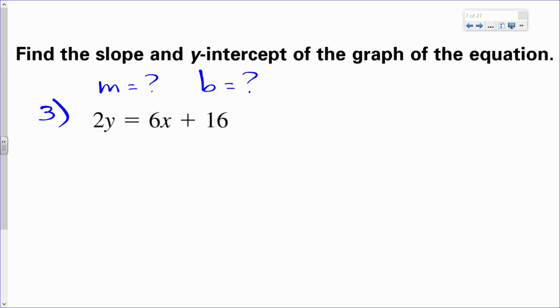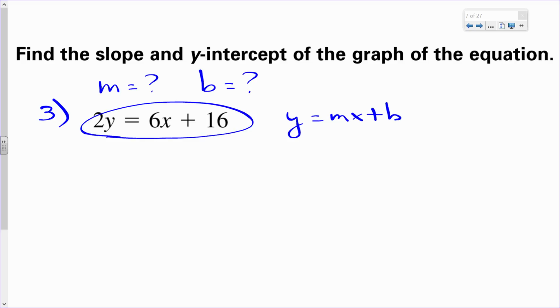When I look at this equation, it doesn't look like y equals mx plus b. So what do you suppose I should do? Talk to me, Adela. I heard you say something. Make sure the y is by itself. Nice. In other words, were you saying that too, Godfrey? Get this to look like this.